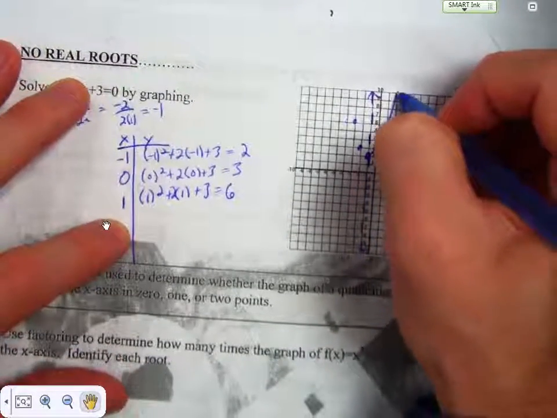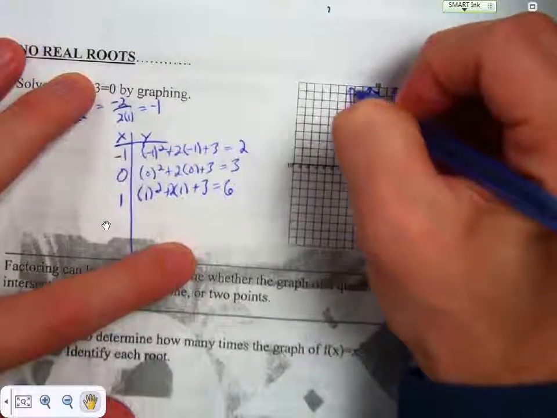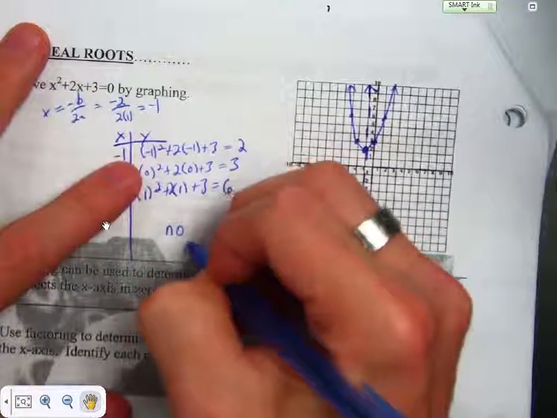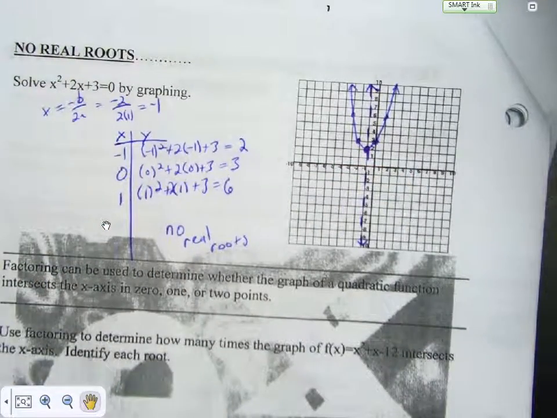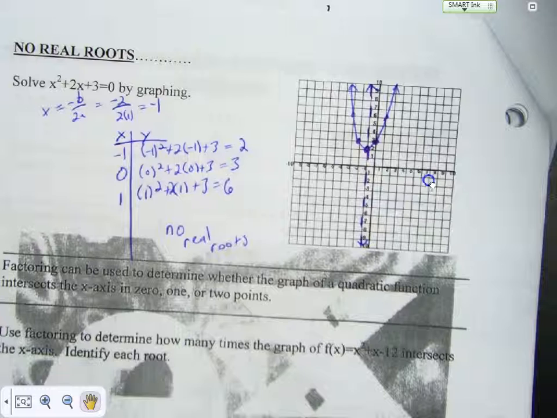What do you think the answer is for this guy? Exactly. No real roots. No real solutions. It doesn't cross the x-axis. It never touches it. It doesn't even come anywhere near the x-axis. You're thinking of the vertex. That doesn't mean that that's the answer. So we'll stop there, and we'll go back to this tomorrow.